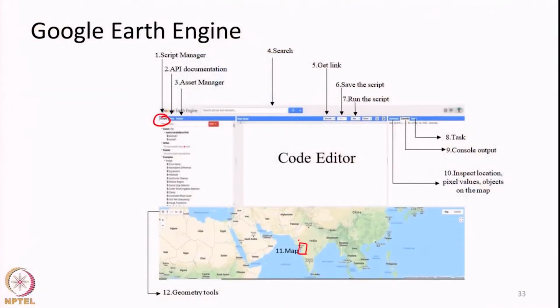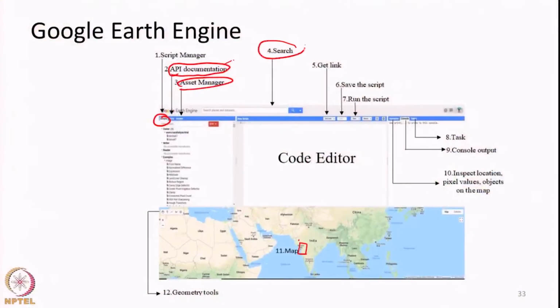Say to calculate NDVI, we can just call a function. To do land use land cover classification, we can just call a function. Everything is possible within this. It provides us with a lot of documentation, API documentation, which are kind of like help files we can read and understand the algorithms. Asset manager: basically whatever we create, we call it an asset.